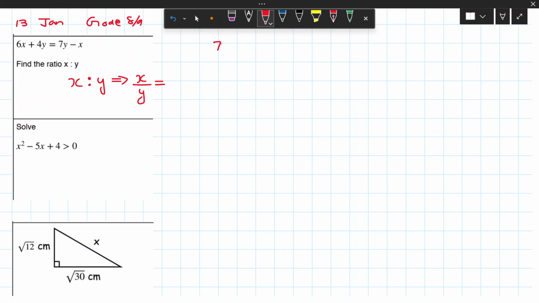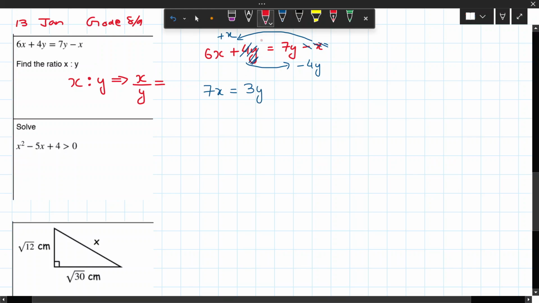So we've got 6x plus 4y is equal to 7y minus x. So let's collect all the x terms on one side and the y terms on the other side. So kick the 4y to the other side, so that becomes a minus 4y there, and it's gone from here. And then you would bring the minus x to the other side, so it becomes a plus x here, and it's gone from this side. So 6x plus 7x, that becomes 7x equal to, this would be 3y.